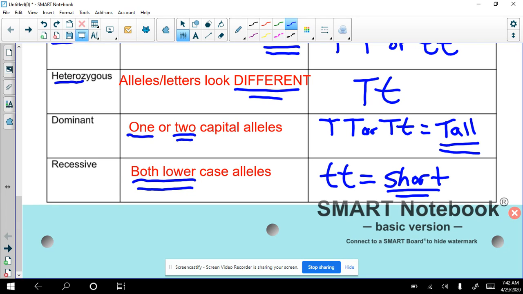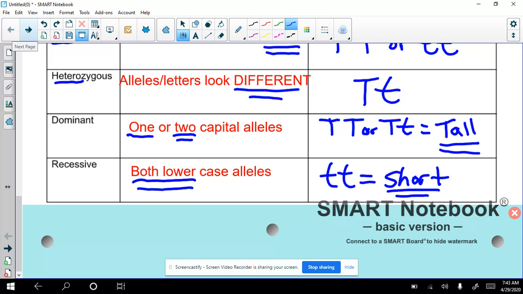Okay? So once again, these letters are your genotype. What they represent is your phenotype. If any of the letters are capital, you're dominant. You show the dominant trait. If both letters are lowercase, you have the recessive trait. If the letters look the same, they are homozygous. If the letters look different, they're called heterozygous. So make sure you have all of these notes filled out. Once you have the notes filled out, we're going to do some practice with the notes.